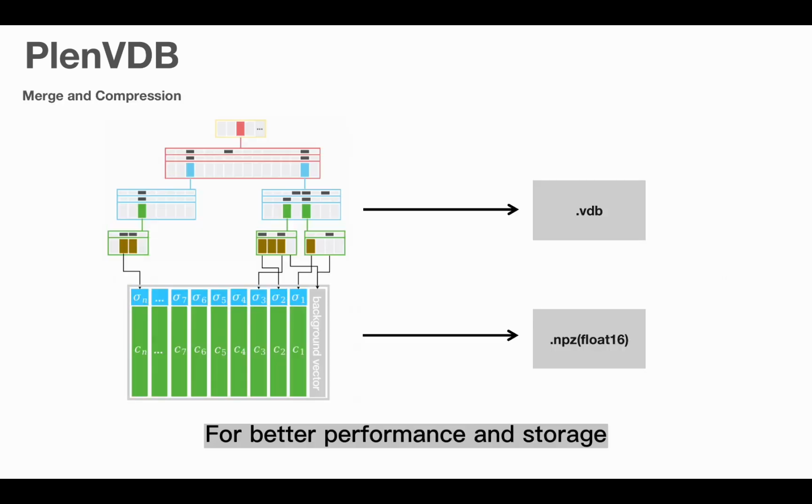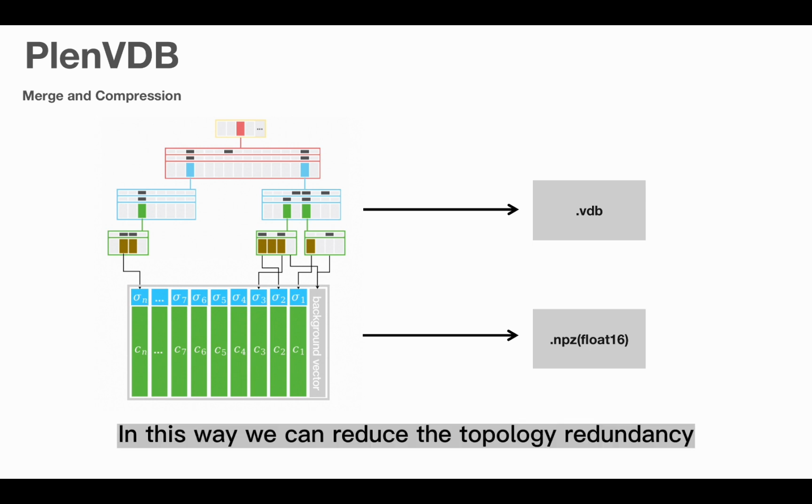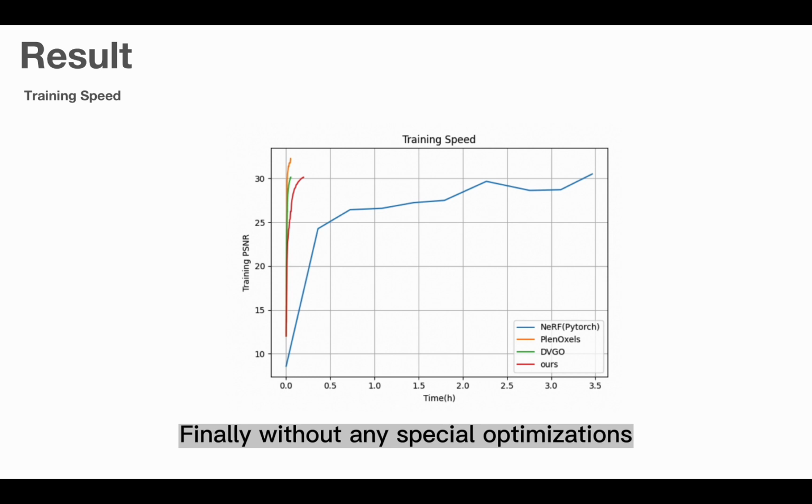For better performance and storage, we merge the 2 VDBs to one that saves the indexes pointing to the active voxels stored in an additional buffer. In this way, we can reduce the topology redundancy. Finally, without any special optimizations, our PlenVDB achieves NeRF comparable QLT within minutes. And the speed is close to the state-of-art works for training acceleration.